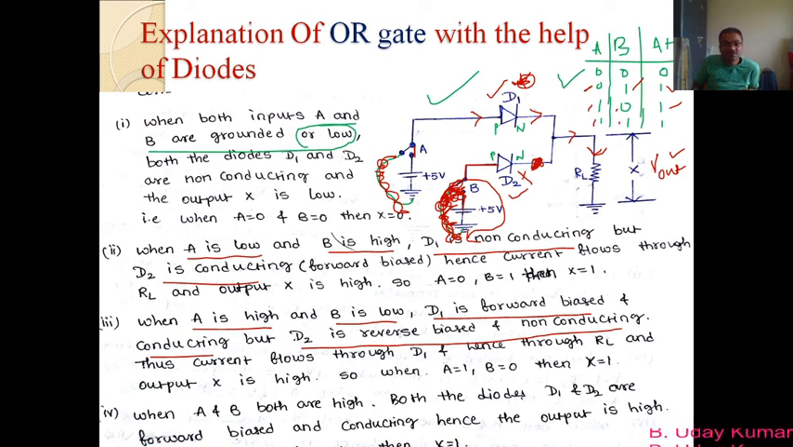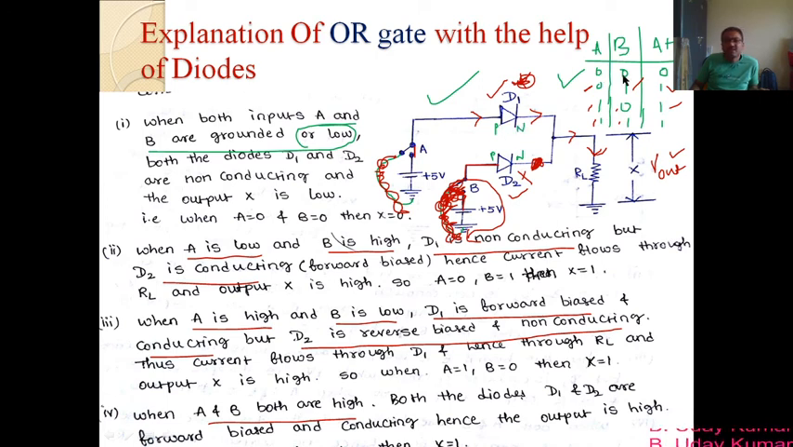So when A and B both are high, both the diodes D1 and D2 will be conducting, and hence current flows through D1 and current flows through D2. Whatever the current that is flowing through D1 also passes through RL, and whatever the current that is flowing through D2 also passes through RL, and hence you will find some output voltage which is taken as 1. So please check it out. This is very simple, and whatever the operation of OR gate, that can be understood with the help of diodes.